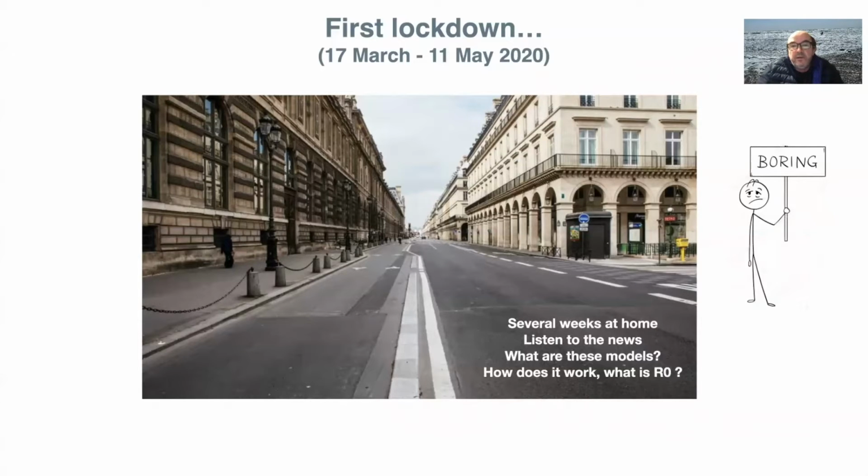I've done this work because it's not directly my field of study. I was interested in this work during the first lockdown in France, during a few weeks. As you can see in this picture, it was quite a severe lockdown, and really nobody was in the street. So it was very boring, and that's why I wanted to know more about the model and epidemic science.